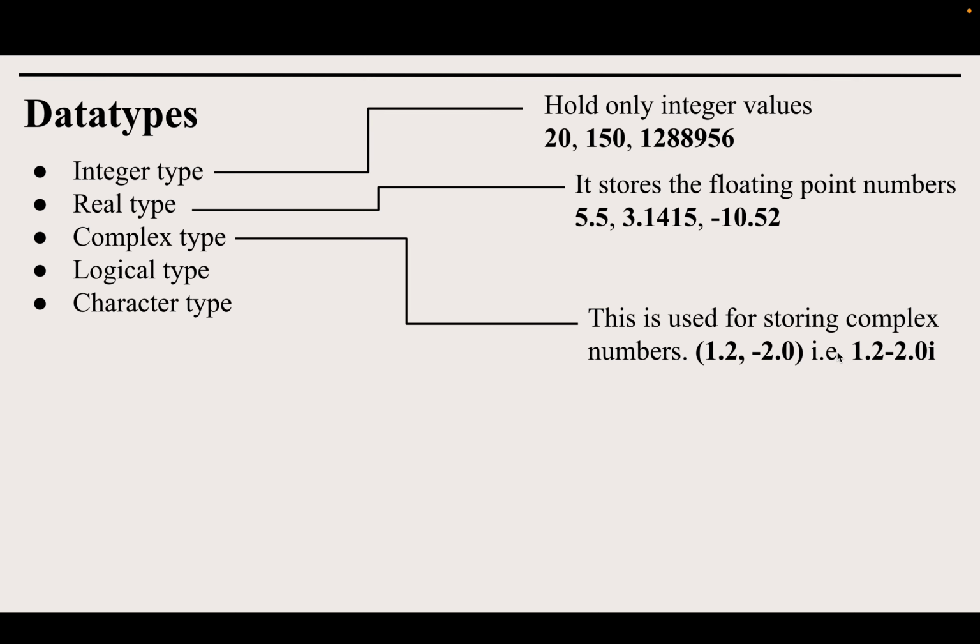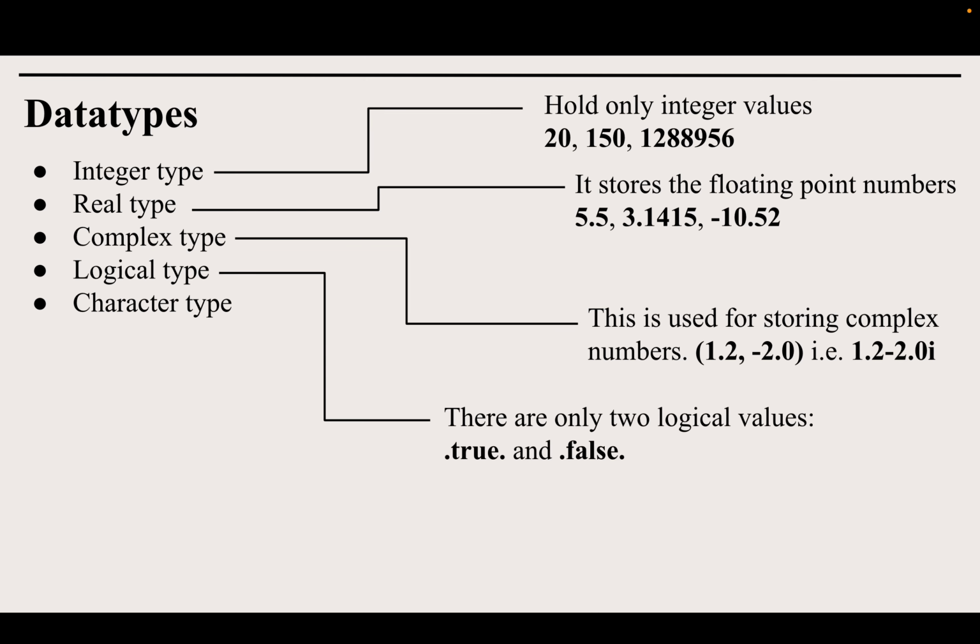And next is the logical type. What are logical values? We know that for logic we have only two values, true and false. If something is yes, then it will return that this is correct and true. If something is not, like when negation comes, then it will return false.